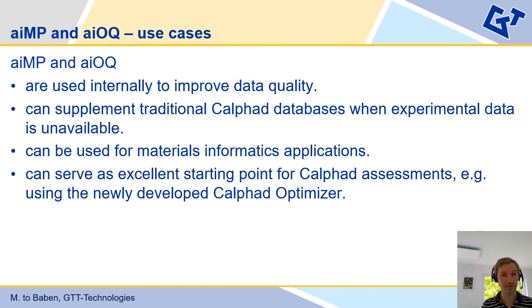There are a couple of use cases for AMP and AOQ. They are used internally to improve our data quality also in the existing databases. They can supplement traditional CALPHAD databases when you don't have experimental data. You can use them for materials informatics applications. I think I presented an example at a users meeting 2-3 years ago. And they can serve as an excellent starting point for CALPHAD assessments, for example if you use the newly developed CALPHAD Optimizer.